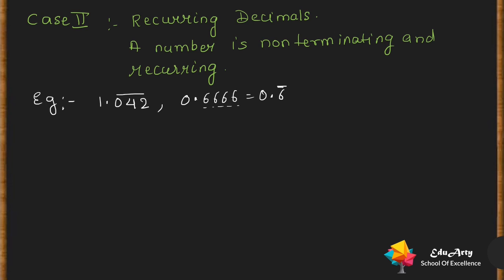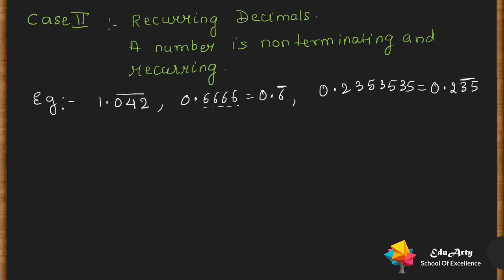So basically, non-terminating repeating examples. Let's take one more example. Let's say this number can be 0.2353535 and so on. So 35 is repeating. This can be written as 0.235 with a bar over 35. Only 35 is repeating, 2 is not repeating, correct?